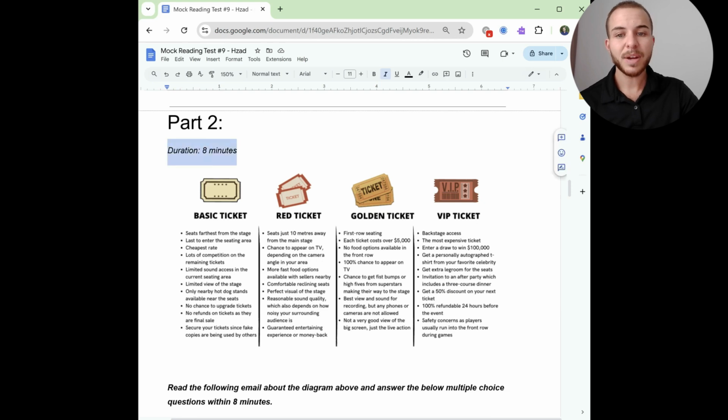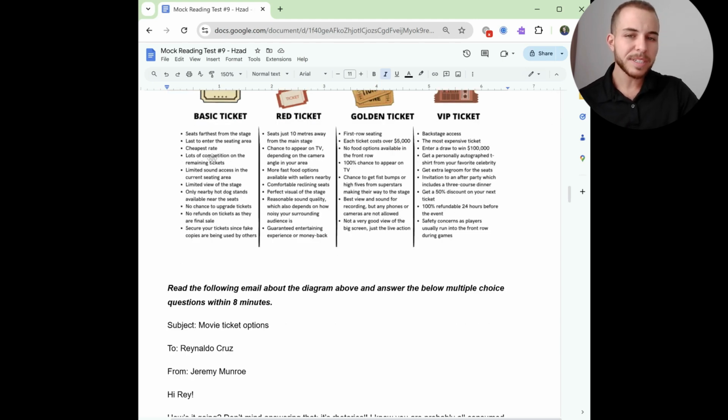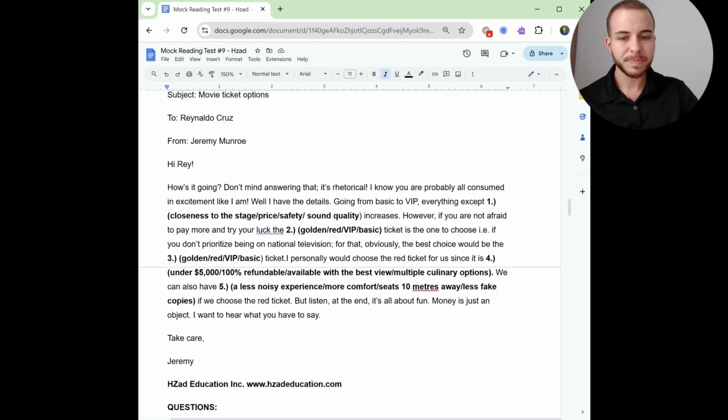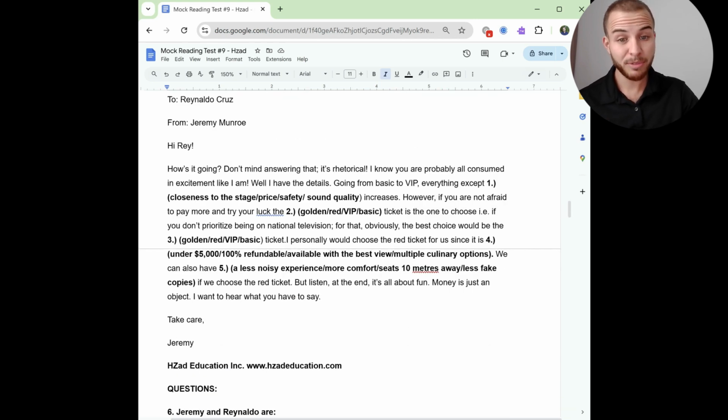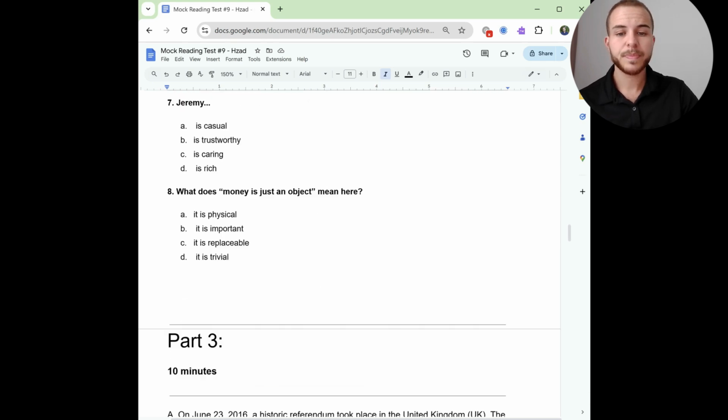Part 2 takes around 8 minutes. You have to analyze some type of graph or picture in order to find the differences between them. So I always suggest reading these carefully, then going down to the questions. Again, it's in paragraph format and a few questions below.